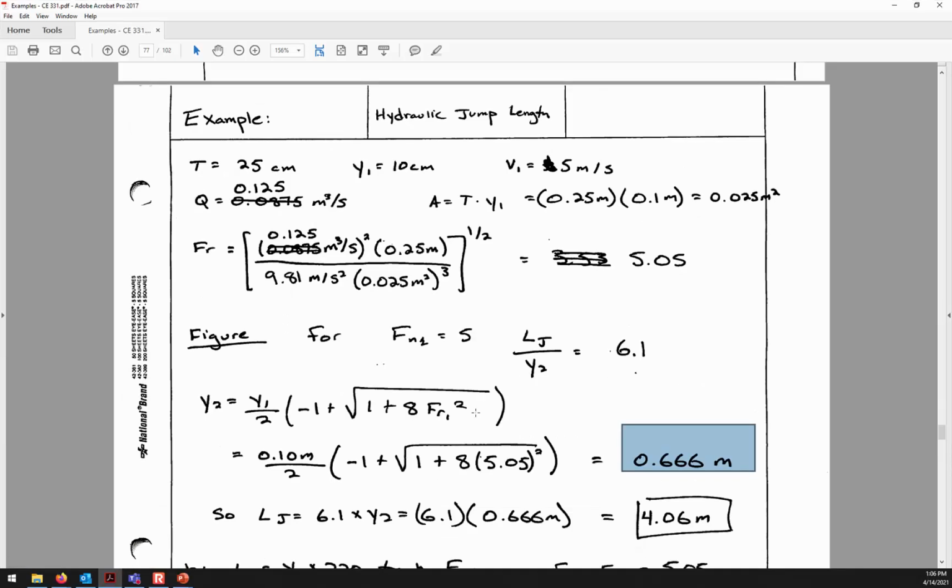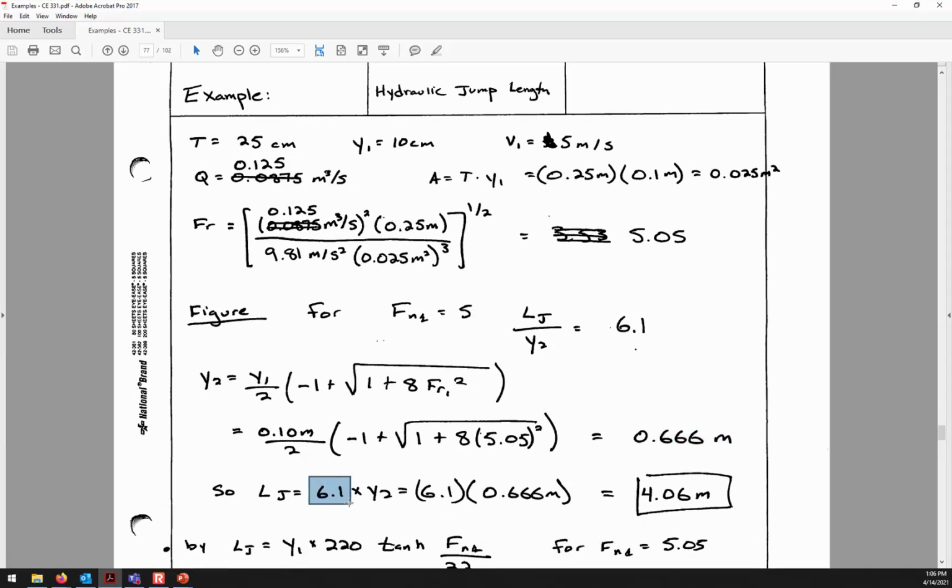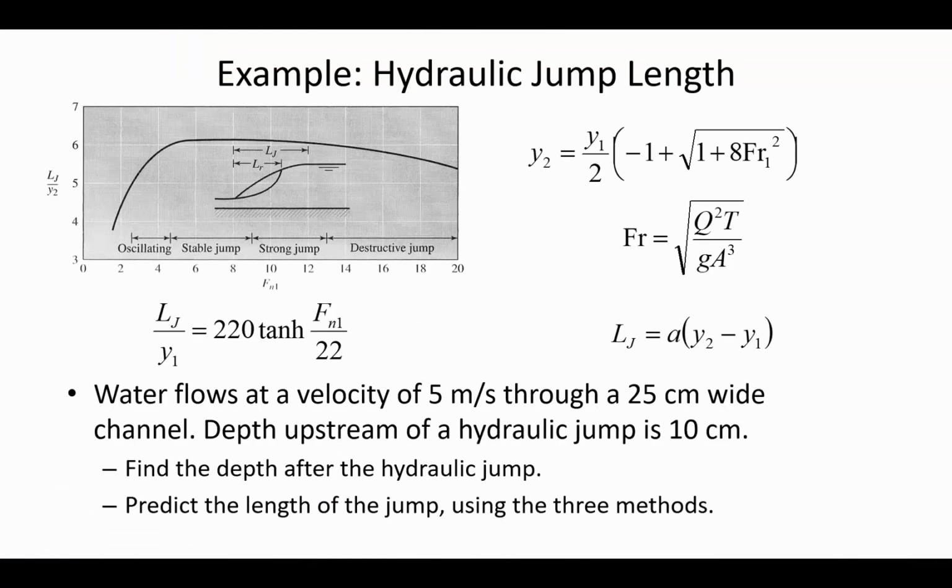So the way that we use that is we multiply 6.1 by y2, and that'll tell us the length of the jump. Because it was saying Lj divided by y2 equals 6.1, so we just rearrange algebraically, multiply together the known downstream depth by the factor that we looked up off the vertical axis of that nomograph, 6.1, and so it tells us the jump should be 4.06 meters.